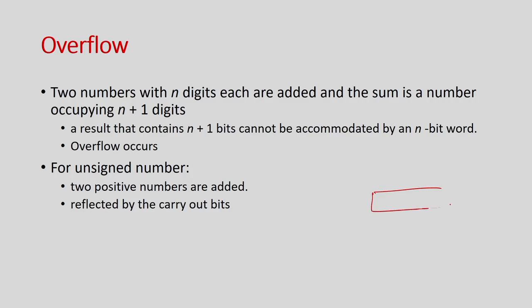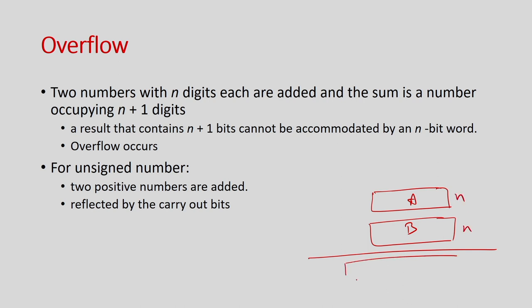What does overflow mean? When you add two numbers of n digits, the result will be n plus 1. That means if the two numbers you are adding are very big, the result may not be stored in n bits, because your sum is carried in n bits. Whenever the numbers are unsigned, that means there is no sign bit involved, and you are using n bits, all n bits are used to store the number. In this case, when you add these two numbers A and B of n bits, your result will be n plus 1 bits.